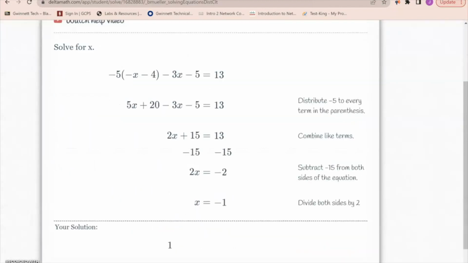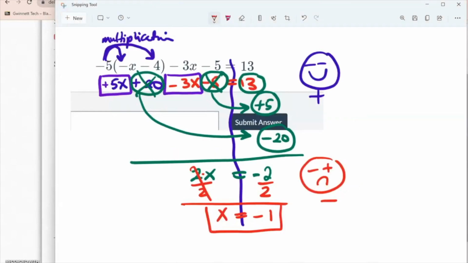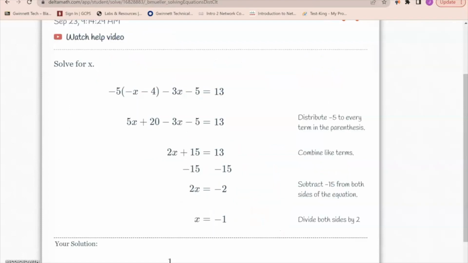Boom, and I got it wrong. Okay, so I see why I got it wrong. I said -1. Why did I put +1? That's my bad, I just mistyped it. So x is equal to -1. For some reason, I only put 1. So x is equal to -1.